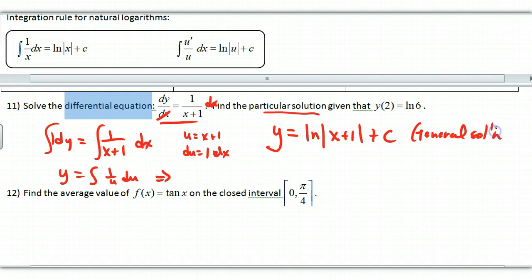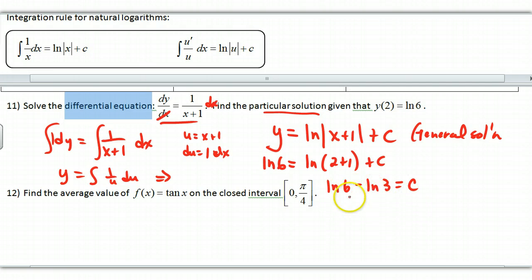To get my particular solution, I need to use my initial value. So ln 6 is equal to ln of x, which would be 2 plus 1. I don't have to worry about the absolute value with a 3, plus c. Now here comes our logarithmic rules again. This is ln 3, so I'm going to put this all on the other side. So I'm going to get ln 6 minus ln 3 is equal to c.